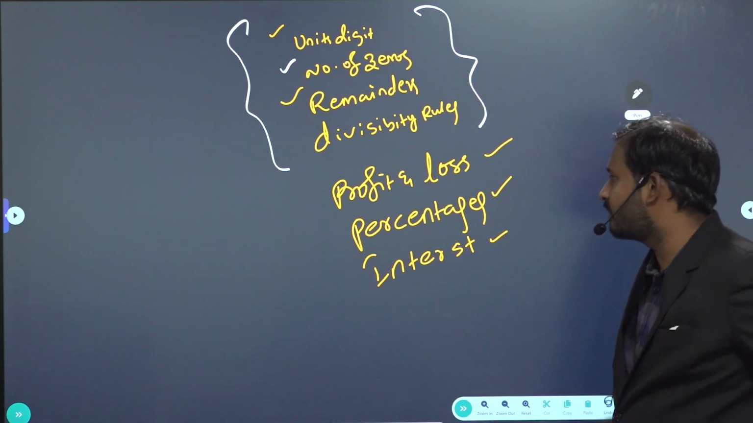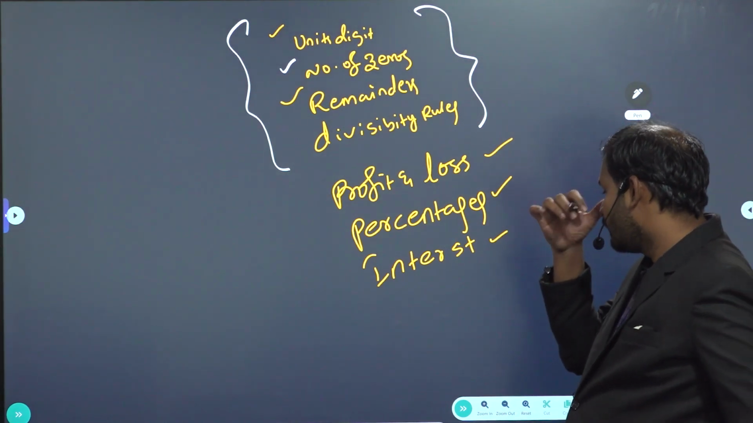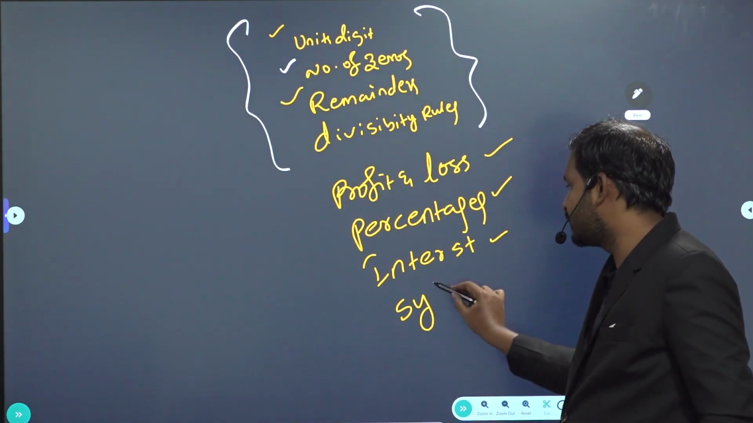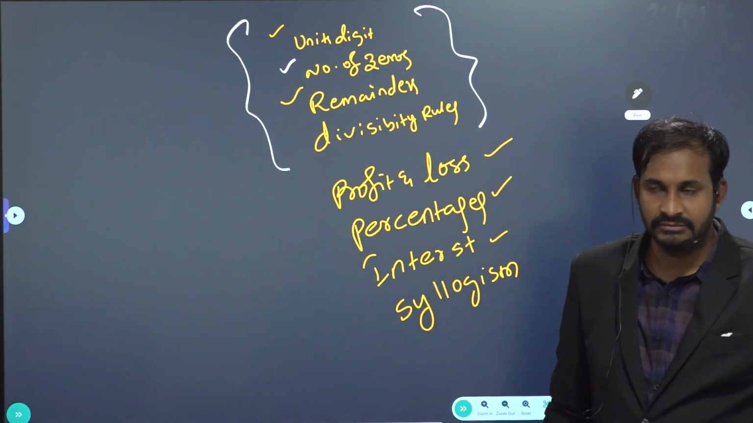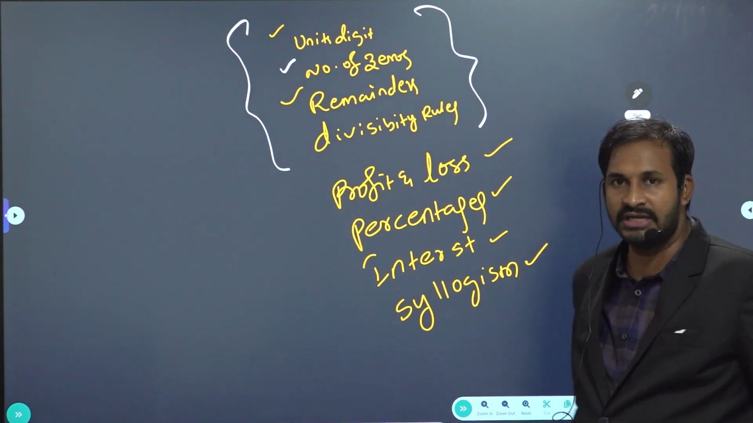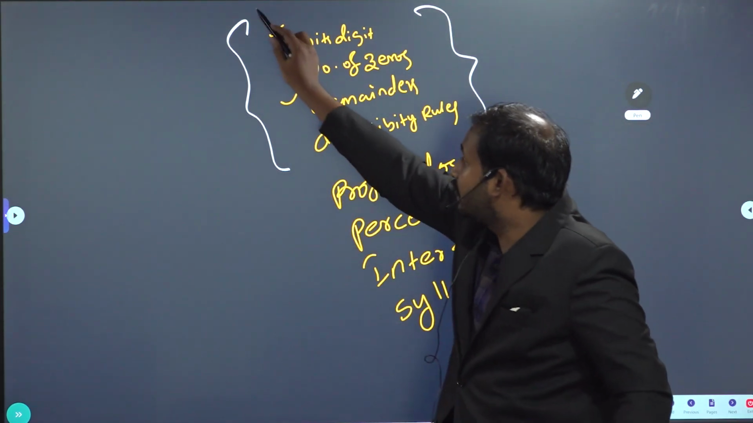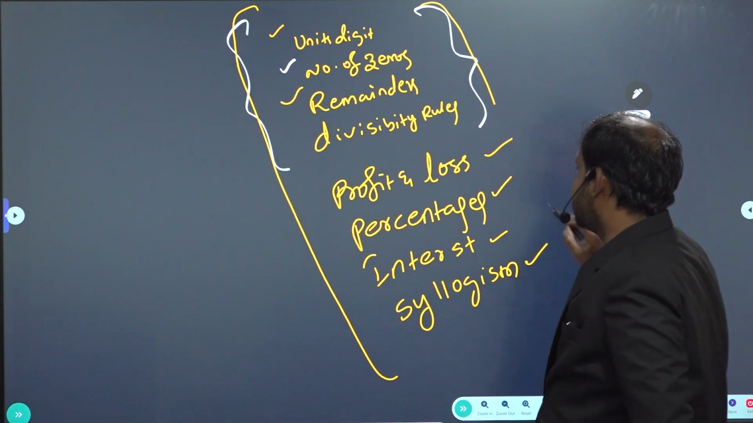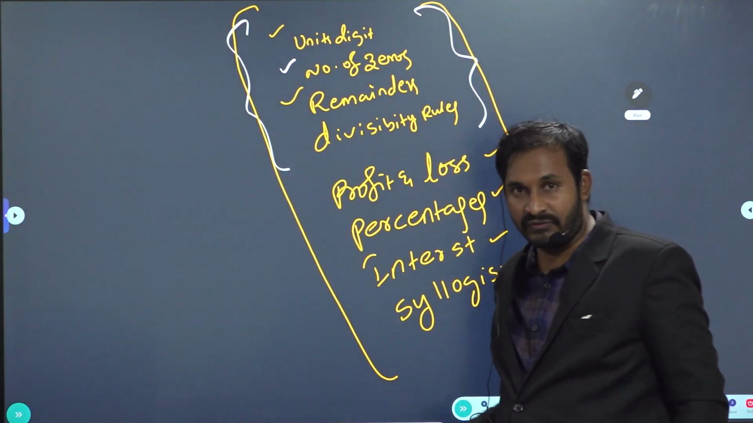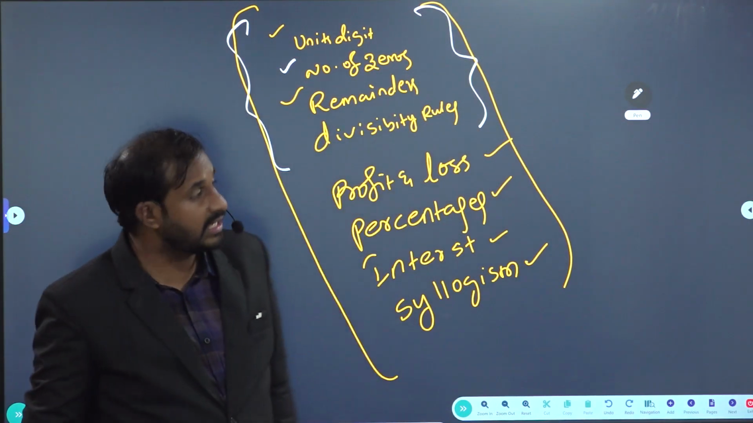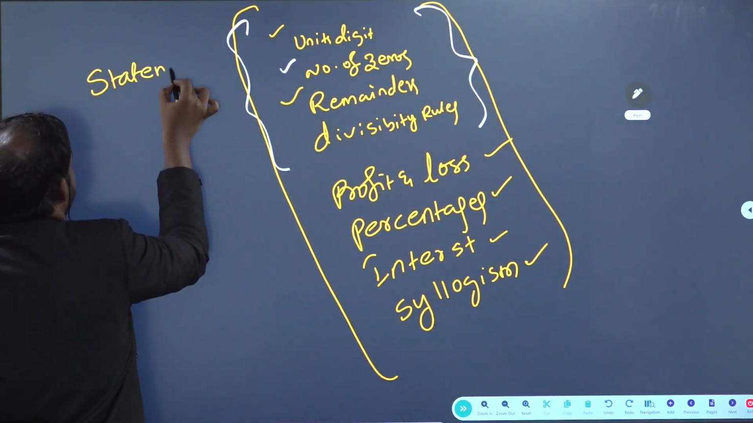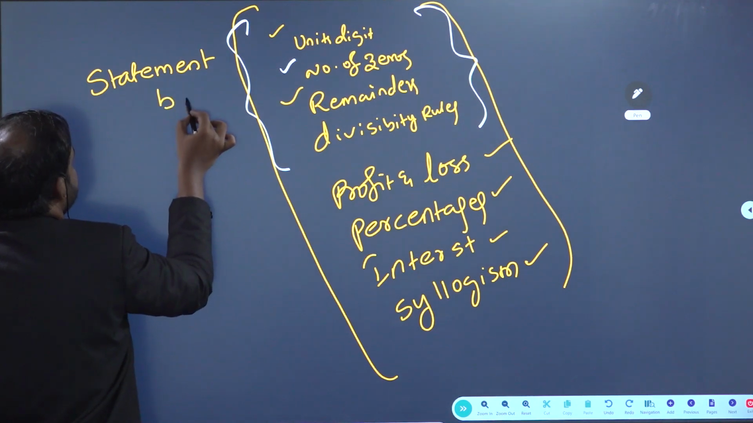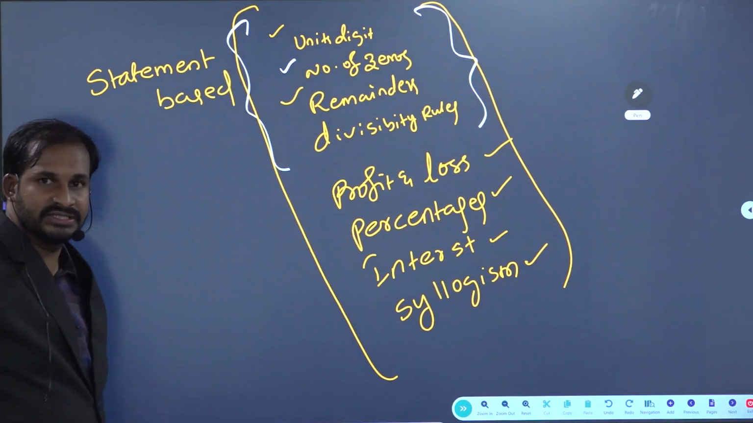And along with this, what can we add? We can also add reasoning concepts like syllogism. Syllogism, here you can add. You can take the syllogism in the next set of pair. Okay, this is one pair. This is the second set. After finishing these questions, then come to statement based questions.